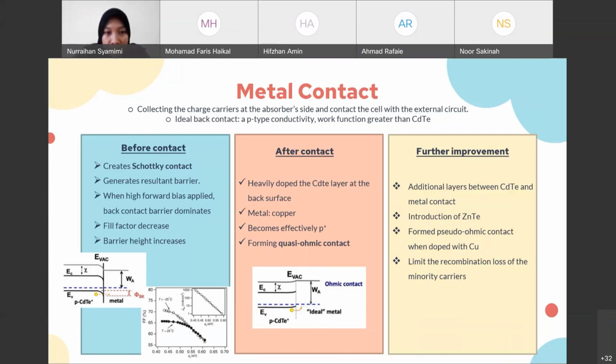Significant research has been undertaken by heavily doping the cadmium telluride layer at the back surface with a suitable metal, such as copper, to make it effectively a P+ region, forming a pseudo-ohmic contact. Further improvement is made to gain a higher structure efficiency by depositing zinc telluride between cadmium telluride and the metal contact. It also forms a pseudo-ohmic contact when doped with copper, limiting the recombination loss of the minority carriers.